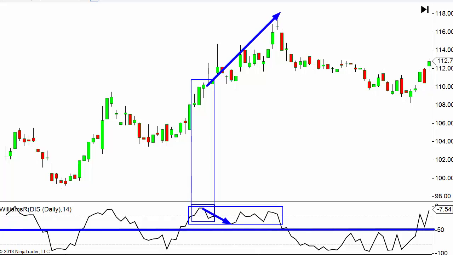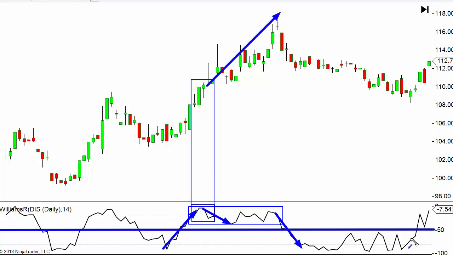Some people actually will use the 50 level, and it's kind of the same concept, acknowledging that, hey, this can stay up here for a long time. So they'll say, alrighty, what I'm going to do is wait for it to get above 50. As long as it stays above 50, we're bullish. When it gets down below 50, and as long as we stay below 50, then we're bearish. Okay, you can see that serves you a little better.